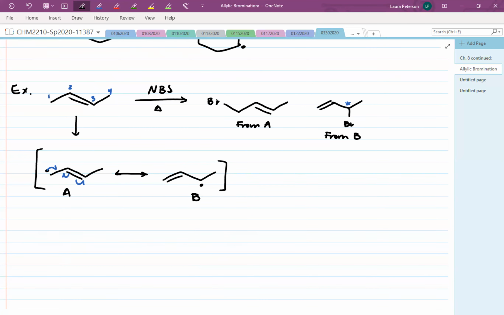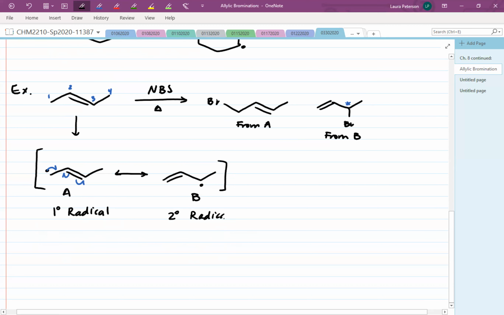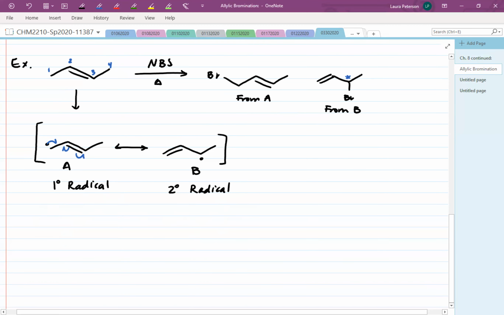Let me work through this with you. In molecule A, what is the substitution of the radical? We have a primary radical. What is the substitution in B? It's a secondary radical. What else is different about these two structures, A and B? Yes, they have different substitutions of the radical carbon, but notice that the alkene also has differing substitutions.